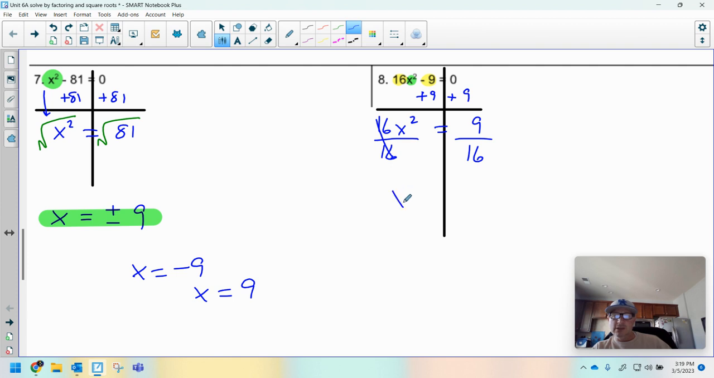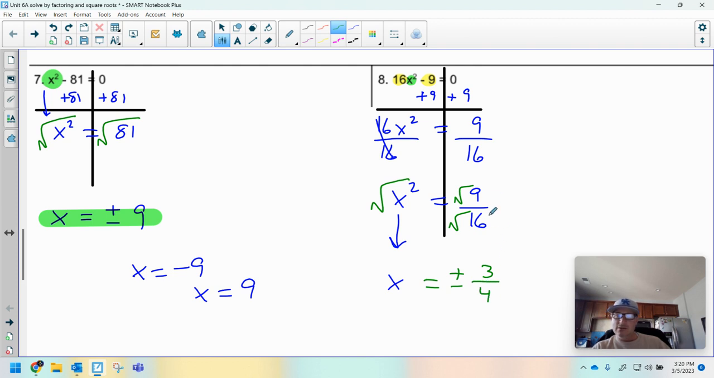16s cancel out. We get x squared equals 9 over 16. We don't want x squared. We want to get x. So how do we get x? We take the square root. When you take the square root of a fraction, you take the square root of the top and the bottom, and we get x equals plus or minus 3 over 4, because the square root of 9 is 3. The square root of 16 is 4.